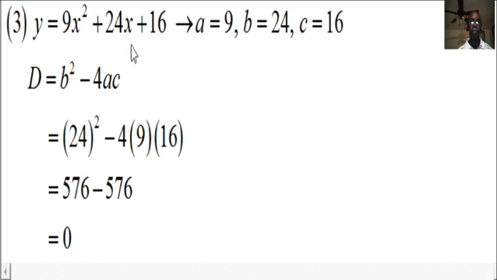The discriminant is given by the formula d equals b squared minus 4 times a times c. Substituting these values gives us d equals 24 squared minus 4 times 9 times 16. This equals 576 minus 576. D equals 0. Therefore, this quadratic function has only one real, rational solution. Let us examine this on a graph to see what we mean by one real solution.